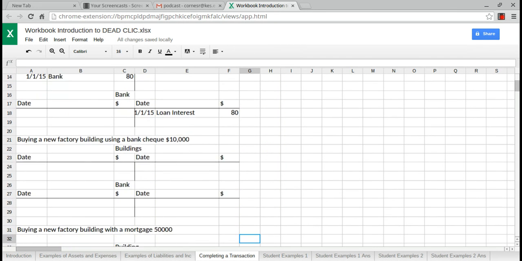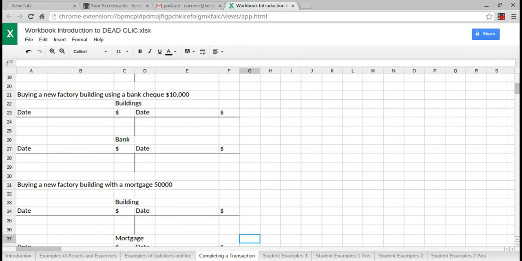And that's the first example complete. Second example, we're going to buy a new factory building, and we're using a bank check. So the 2 accounts that are going to be affected: I've called my account buildings, and I'm going to put a debit entry in the buildings account, because I'm gaining an asset. So again, 1st of January 2015, and the opposite ledger account will be bank, because I paid by check.